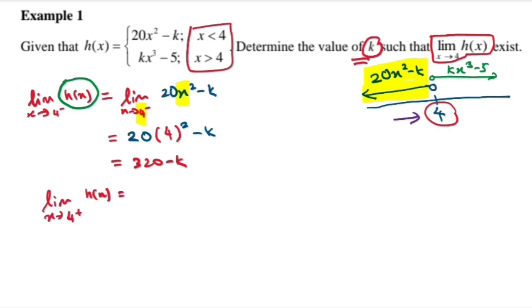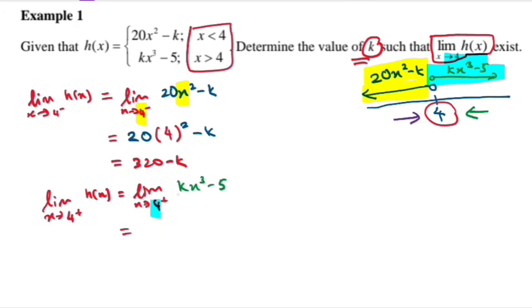To find k, we have to also find the limit value as x approaches 4 from the right side of 4. So from the right side of 4, as you can see, the function is kx cubed minus 5. So replace h(x) with that function. And then after that, remember to substitute the value of x into this limit. The lim will disappear. So 4 to the power 3 is 64, times k, minus 5. So this is the right side limit.